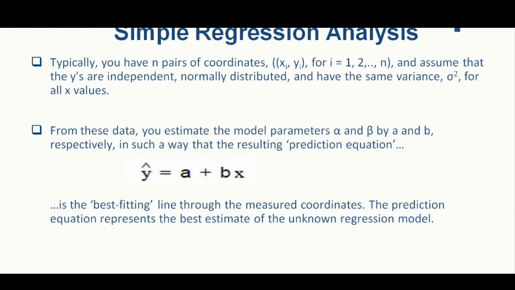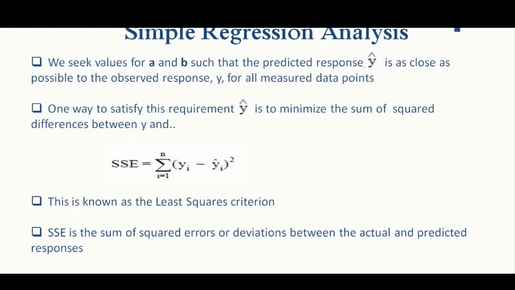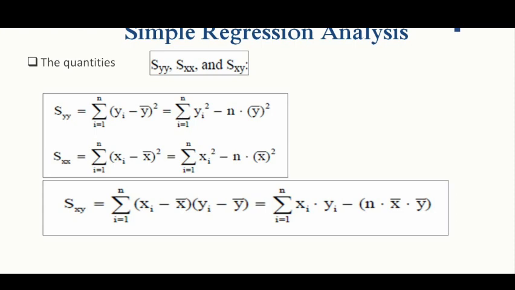So we have tried to model the data by fitting the line of regression. Whatever I explained just now is depicted on this slide. We seek values for a and b such that the predicted response y hat is as close as possible to the observed response y for all measured data points. The all measured data points is very important. One way to satisfy this requirement is to minimize the sum of square differences between y and y hat. So you take the differences and square them. We square because the positives and negatives cancel each other. So we square them, take the sum and then minimize using calculus methods, and we obtain the values of a and b. You need not worry about the formulas; for the sake of reference and completeness they are kept here.